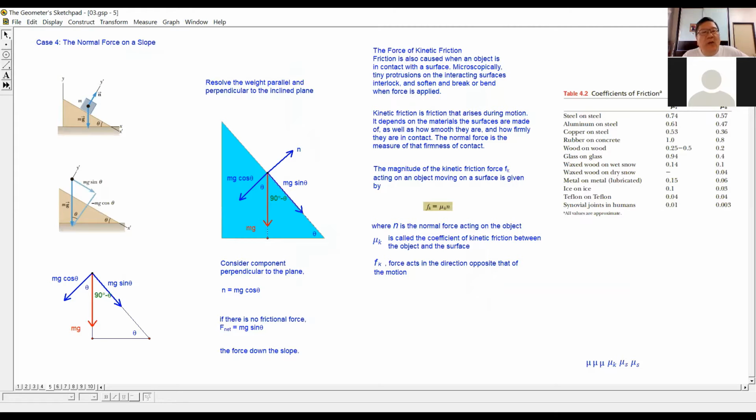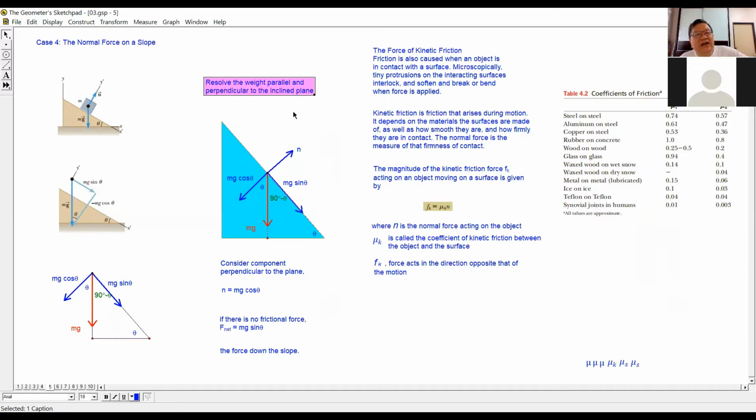Last case is: what is the normal reaction when an object is resting on a slope? Now, normal reaction, as you know, is normal to the surface. When the surface is slanting at a slope, we don't expect the normal reaction to be upwards. The normal reaction has to be normal to the surface of the slope. Now, in our local textbook, we call this slope an inclined plane.